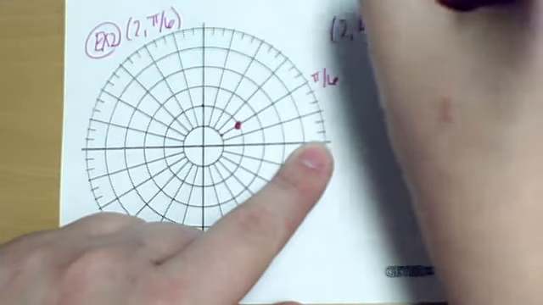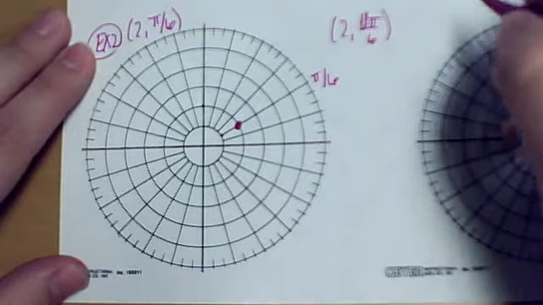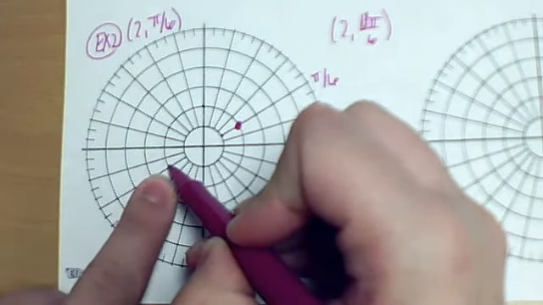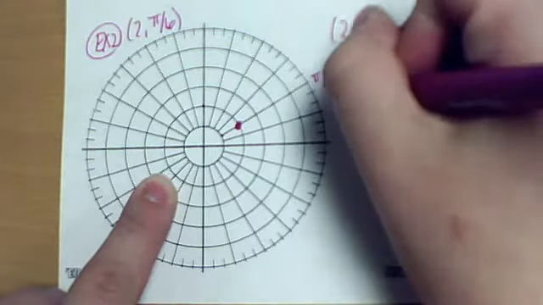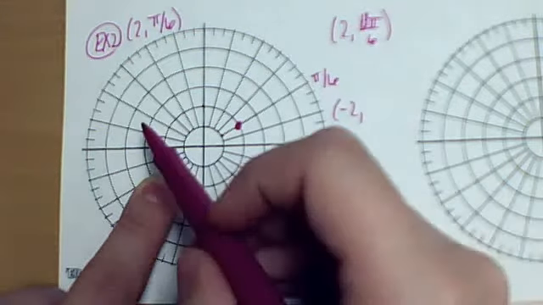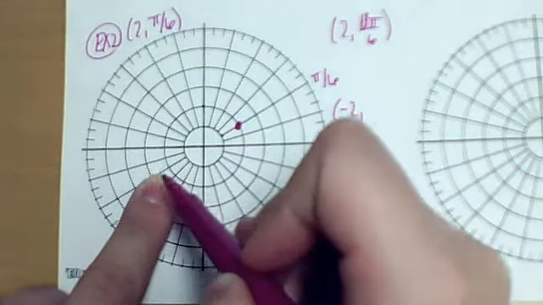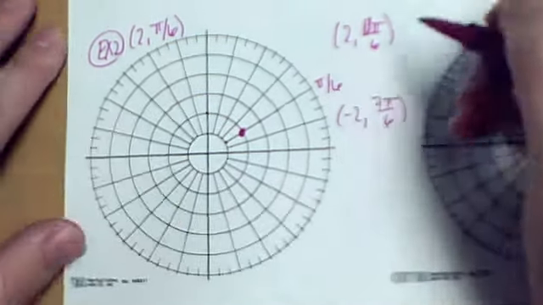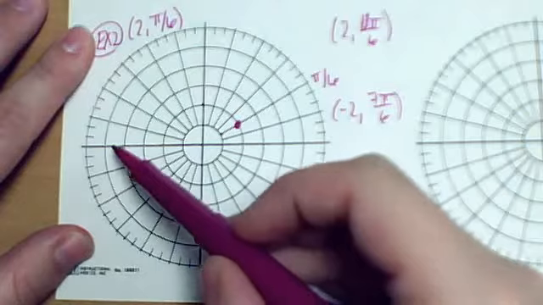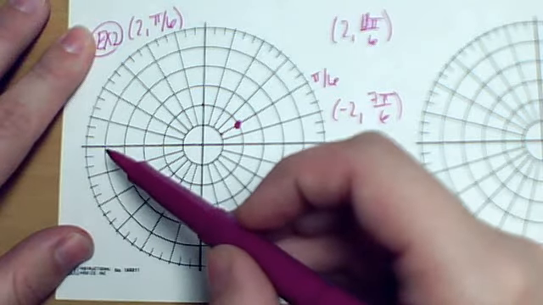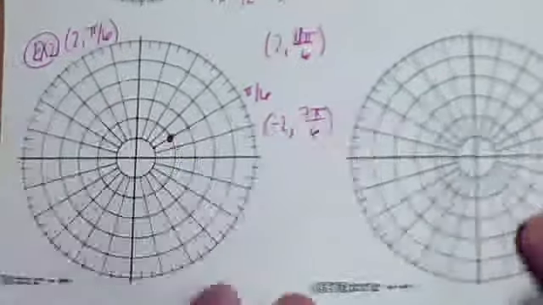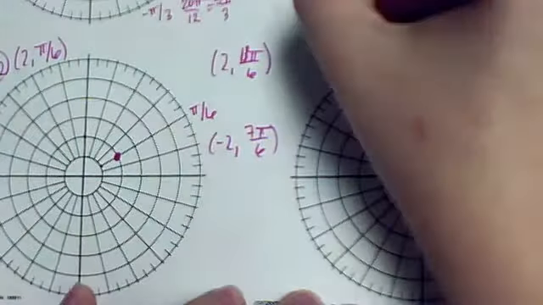So 2, 13 pi over 6. Then if I want to reflect it, I want to know what this point is. If I reflect that, first I'd have negative 2, because that's what reflects it. Then 6 pi over 6, so this would be 7 pi over 6. The way I'm able to just go to 6 pi over 6 is because I know this is pi, so I know it needs to be the same on the top and the bottom. So there was that one.